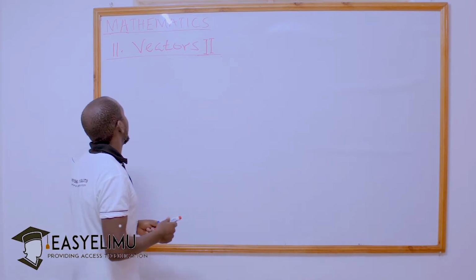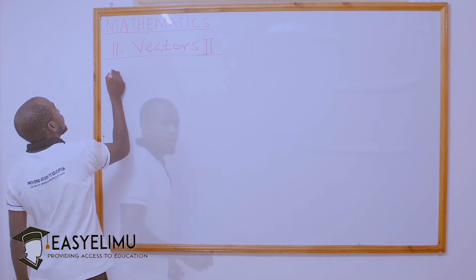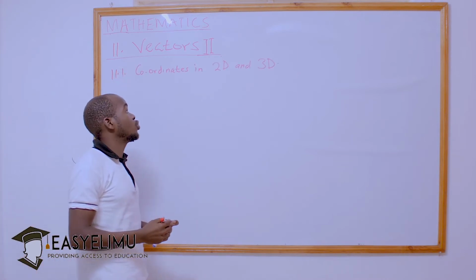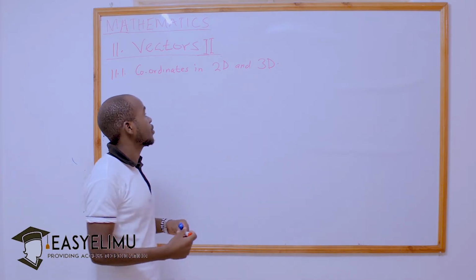We are going to start with coordinates in 2 and 3 dimensions. I abbreviate it as 2D and 3D to mean 2 dimension and 3 dimension.